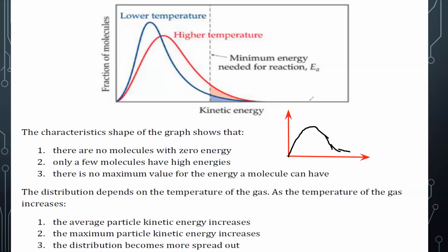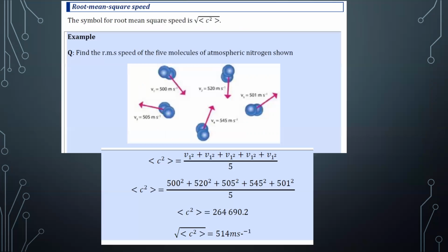And if we increase the temperature, the height of this peak will decrease and it will shift more towards the right hand side. The distribution of energy depends on the temperature of the gas. If we increase the temperature, the average kinetic energy will increase. So most particles will have higher kinetic energy and the distribution will become more spread out. So according to this Maxwell-Boltzmann distribution, there are particles with low energy, there are particles with high energy, but most of them have average energy.